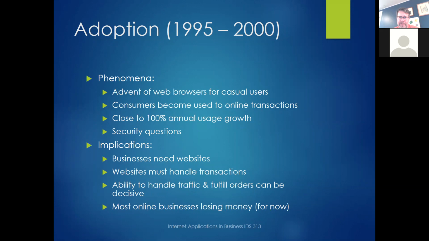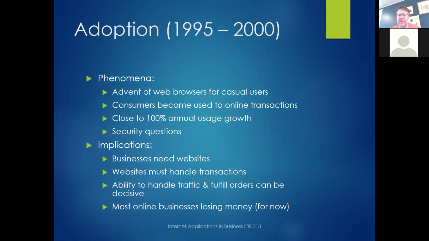But by the year 2000, online shopping is becoming a thing. People have their credit cards available to use. People are figuring out, hey, the internet is a pretty good vector for any kind of scam I might want to run. So what are the implications? Well, number one, by the end of the 90s, businesses need websites. If you are a business and you don't have a website, it's probably the beginning of the end for you, because you're not going to catch up from that.